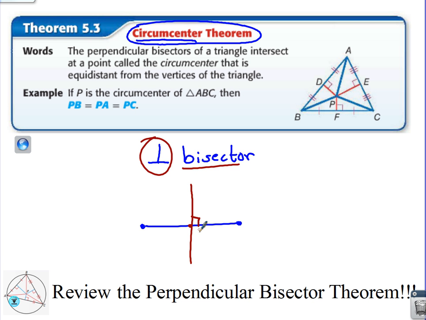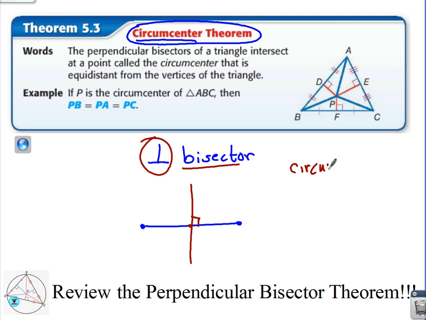If you have a triangle and you draw the perpendicular bisectors of all 3 sides, all 3 of those perpendicular bisectors will cross at the exact same spot. That's weird. And I'll prove it to you in just a second, maybe. And the spot where the perpendicular bisectors cross is called a circumcenter.